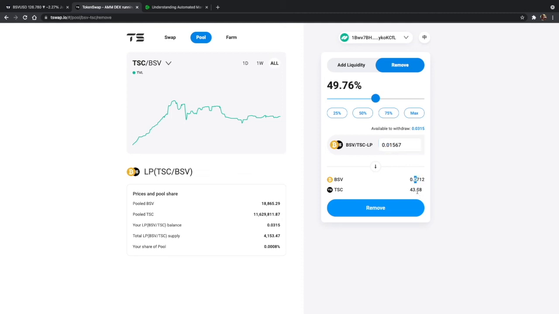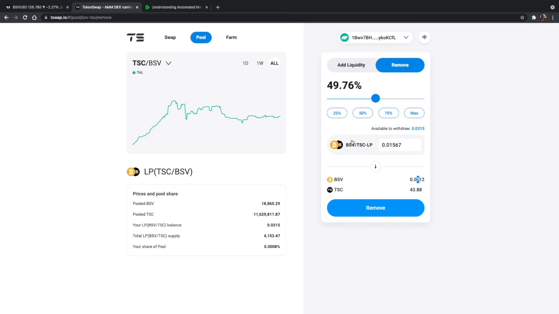Forget this 0 and move this decimal place over here. So I'd be getting back 0.712 BSV, and I'd be getting back 438 TSC, not 43. But I originally put in 0.9 BSV. So I'm losing money if I were to pull out right now.